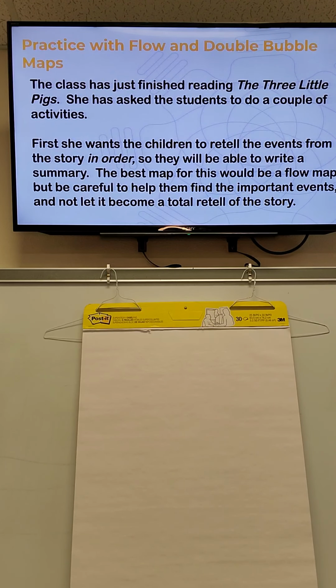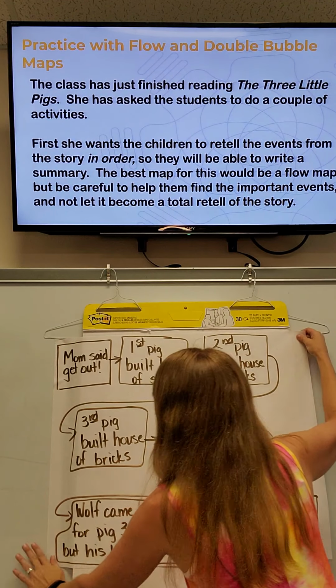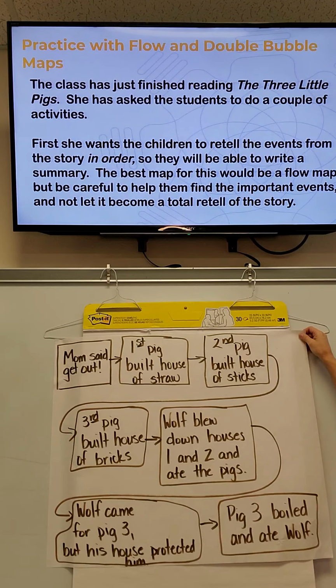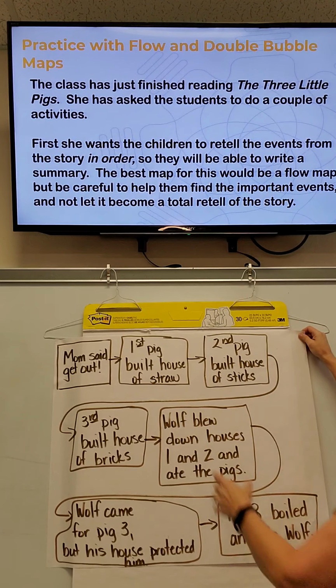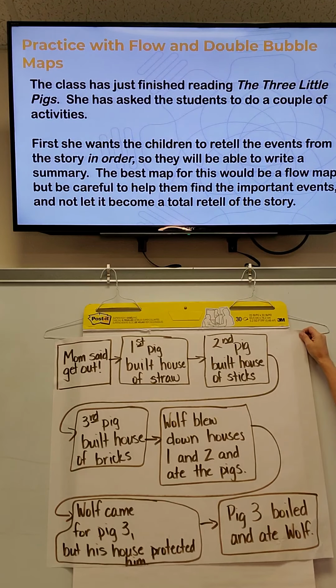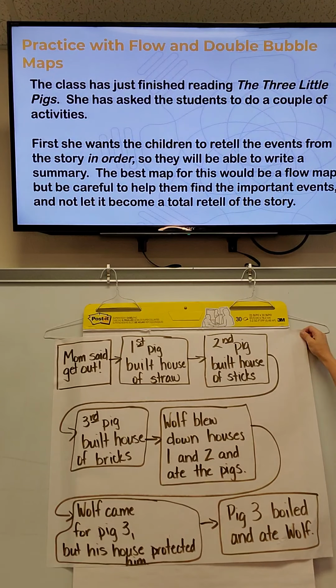So instead of making you sit while I wrote this whole big long map out about the Three Little Pigs, I've gone ahead and made it. And I want you to notice that none of this is very specific. It says things like, Mom said, get out. First pig built house of straw. Second pig built house of sticks. Third pig built house of bricks. The wolf blew down houses 1 and 2 and ate the pigs. Then the wolf came for pig 3, but his house protected him, and pig 3 boiled and ate the wolf.